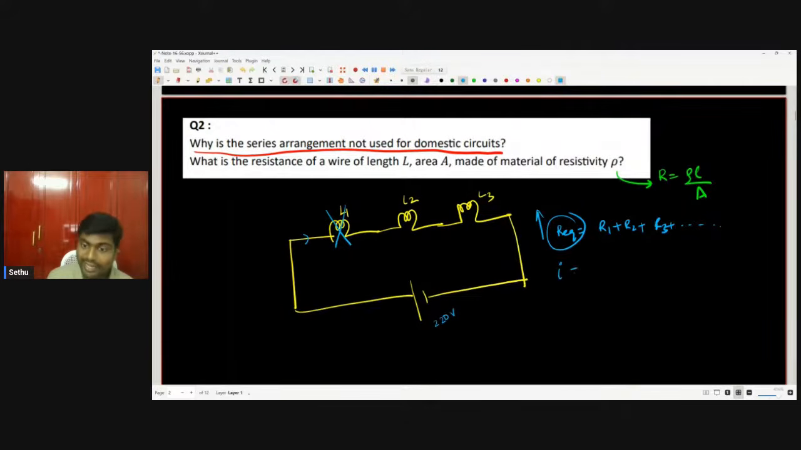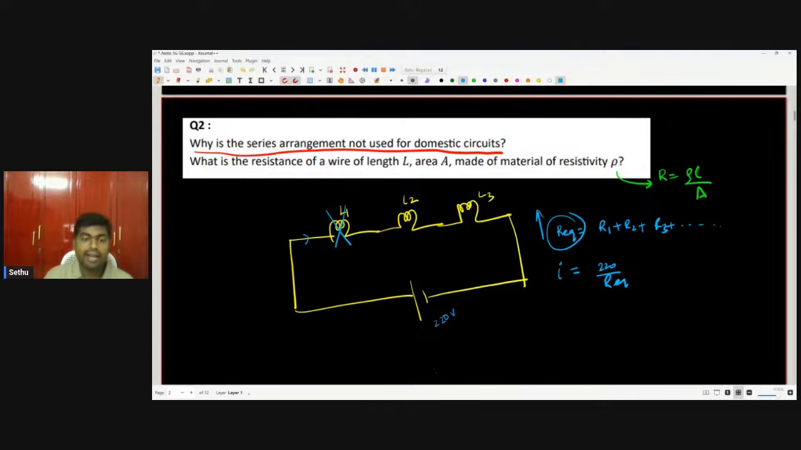That means your current is going to be V by R, which is 220 divided by R equivalent. But we know that this R equivalent is really big, right? Therefore, the current will be small. So what happens when you connect so many different appliances in series, the current actually drops, and sometimes the current might drop to a level that it's not sufficient for that particular electrical component.